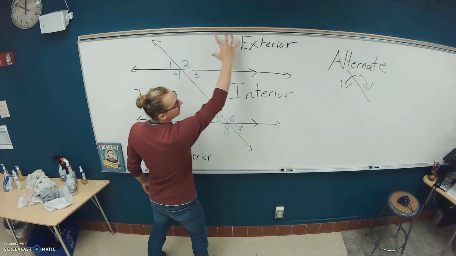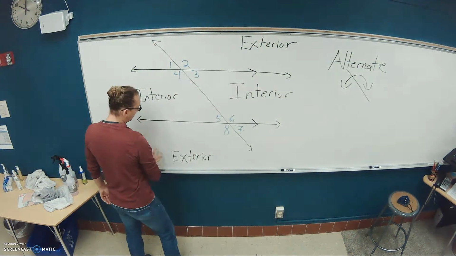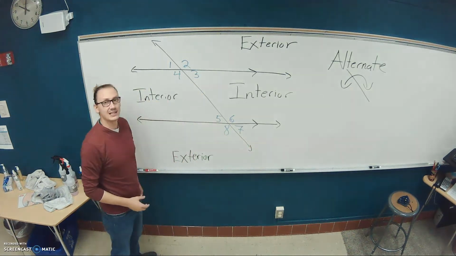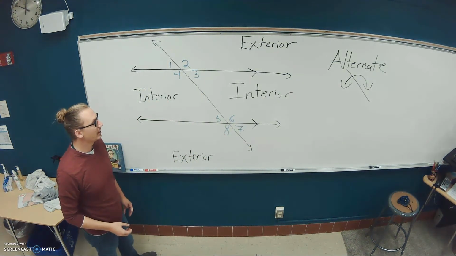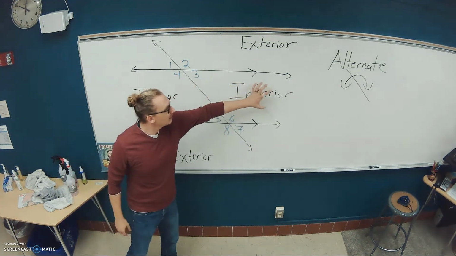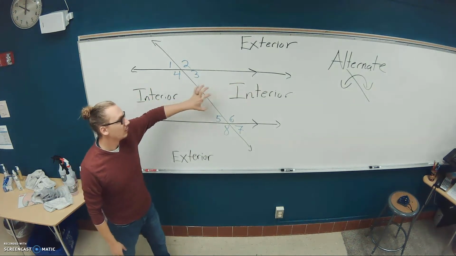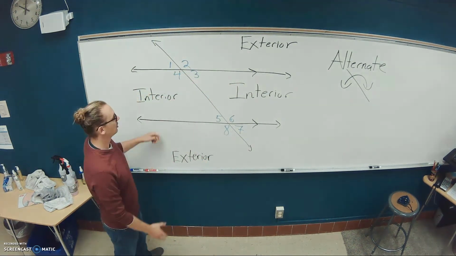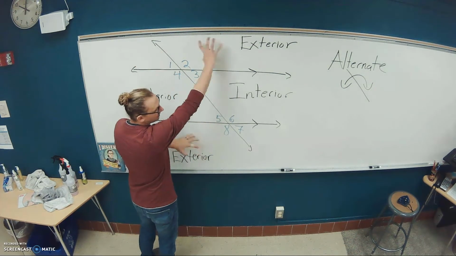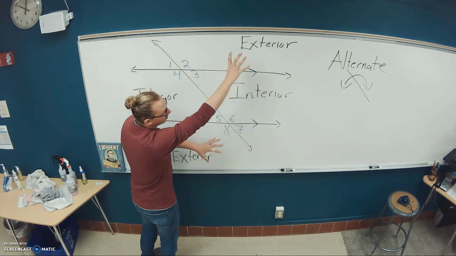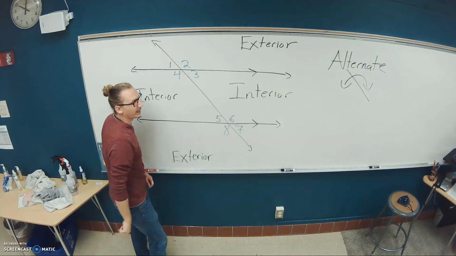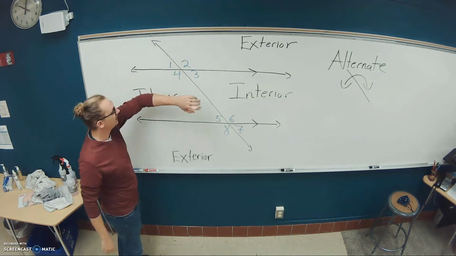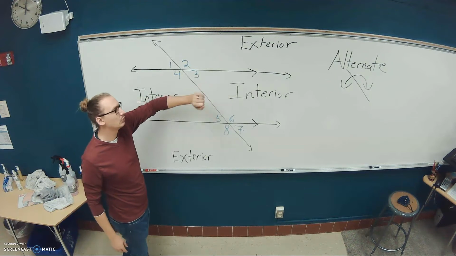So all of this space up here and all of this space down here is my exterior in this transversal situation. And everything in here is the interior. We are inside those parallel lines. Okay? So we're inside, we're outside. We're in the exterior, we're in the interior. Follow that? Okay? So those are some important words. Exterior is outside, interior means inside, or in this case, like in between.